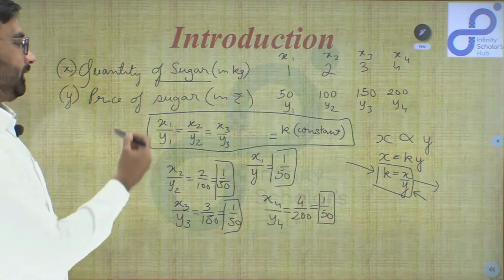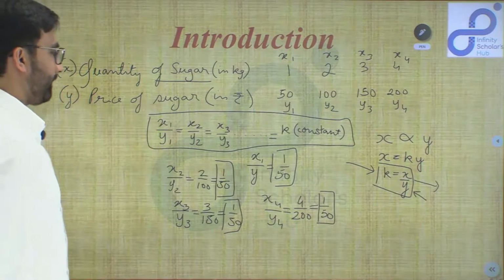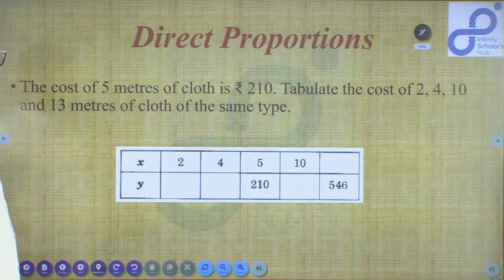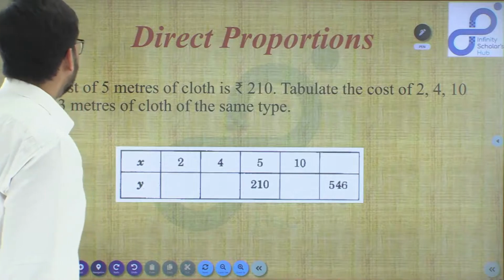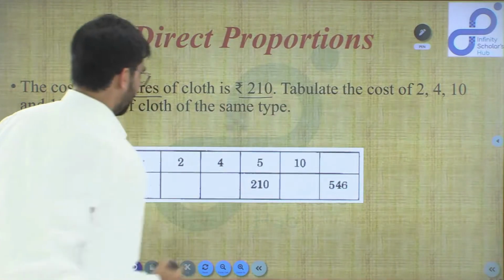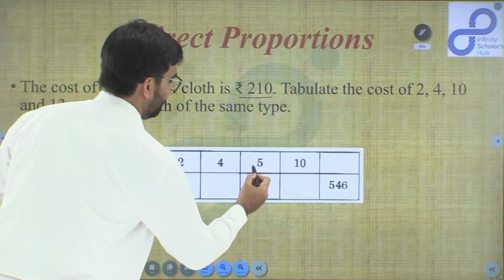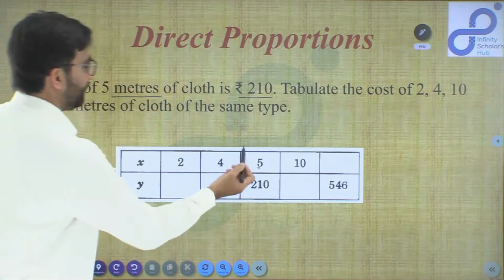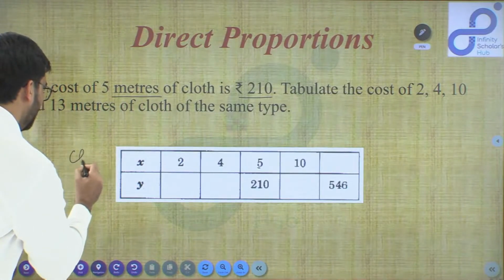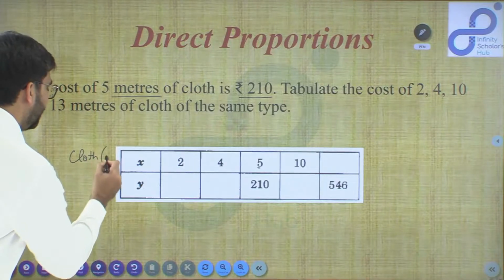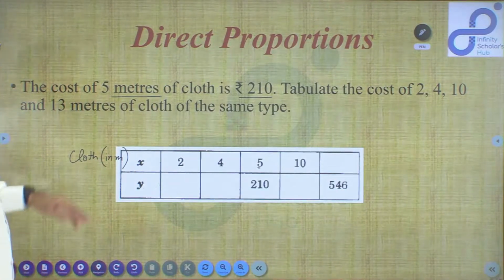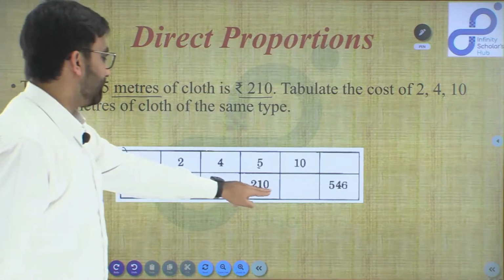We will see how this can be applied in the sums, so let's go to the next slide for that. Now this is the sum given to you: the cost of 5 meters of cloth is 210 rupees. So here they have given the cost of 5 meters of cloth, so you will write cloth, and it is in meters. Then 210 rupees, so this is in rupees.